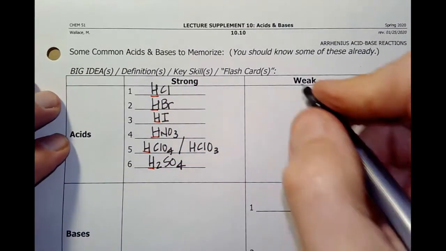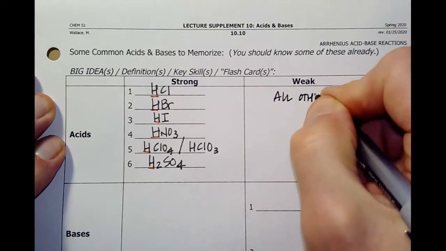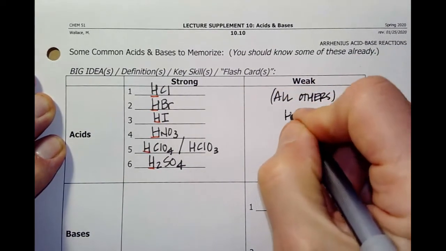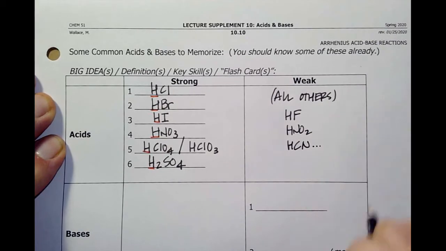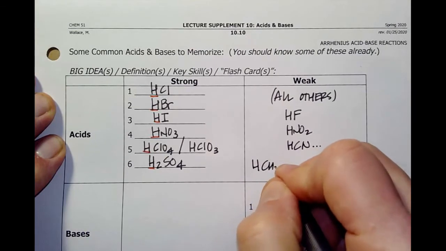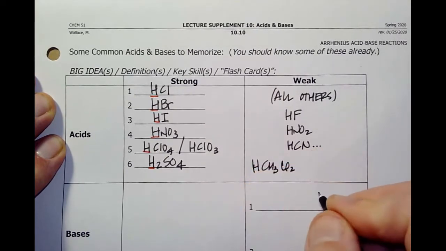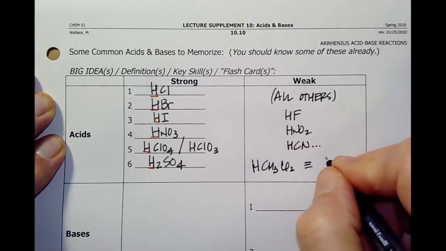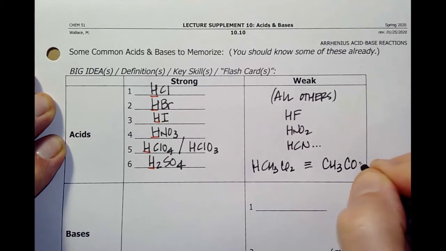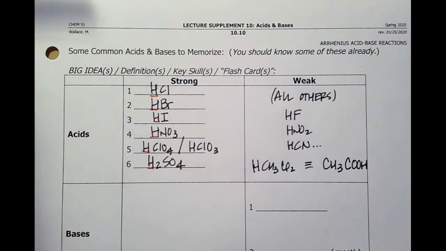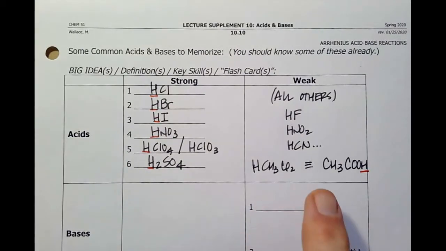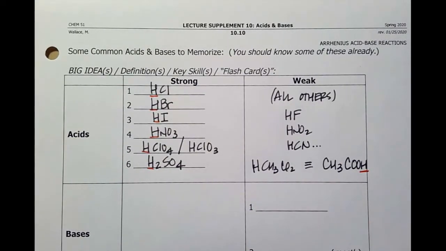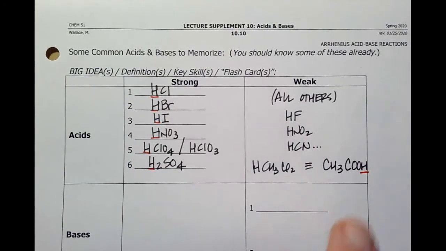Now, the weak acids are basically all other acids: HF, HNO2, HCN, and so on. Now, there's one I want to point out. Acetic acid, CH3CO2H. This is often written CH3COOH. Now, the acidic hydrogen is over there, but if you see something that they're talking about being acidic, but you don't see a hydrogen in front, it's this acetic acid exception.